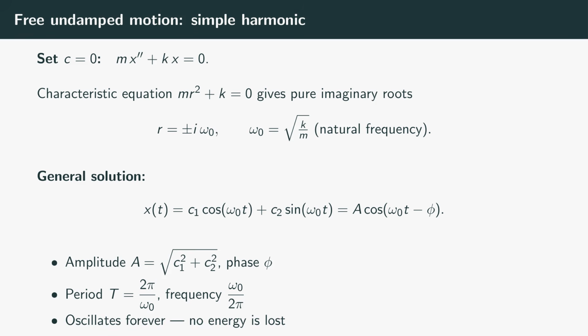Complex roots mean the solution is a combination of cosine and sine at that frequency, x of t equals c1 cosine omega naught t plus c2 sine omega naught t. Using the amplitude phase form, that is a single cosine wave, capital A cosine of omega naught t minus phi. The amplitude A is the square root of c1 squared plus c2 squared, and phi is a phase shift set by where the mass starts. This is simple harmonic motion, the purest oscillation in nature. It repeats with period 2 pi over omega naught, and crucially, it never dies down, because with no damping, no energy is ever lost. A frictionless spring rings forever.